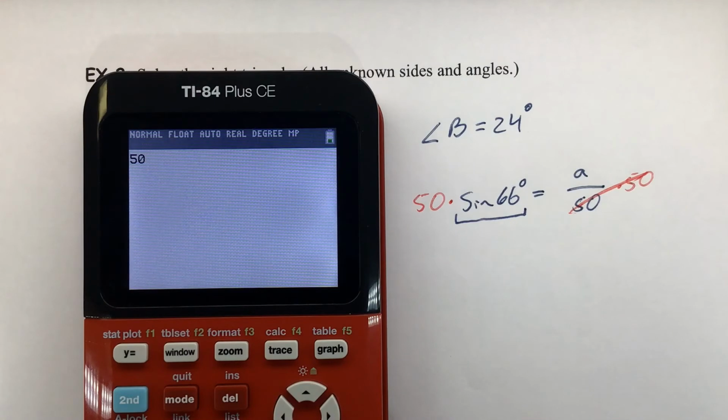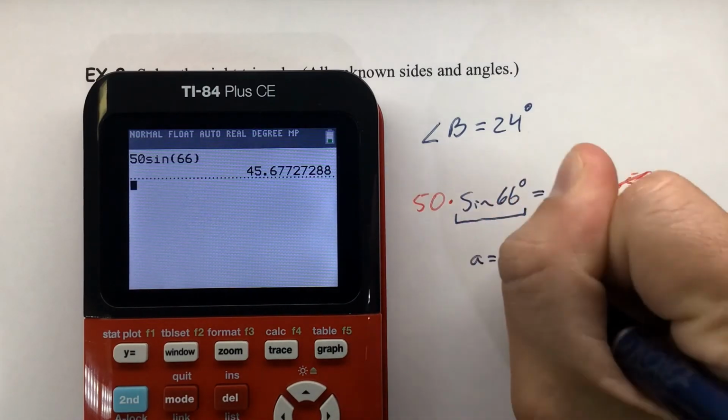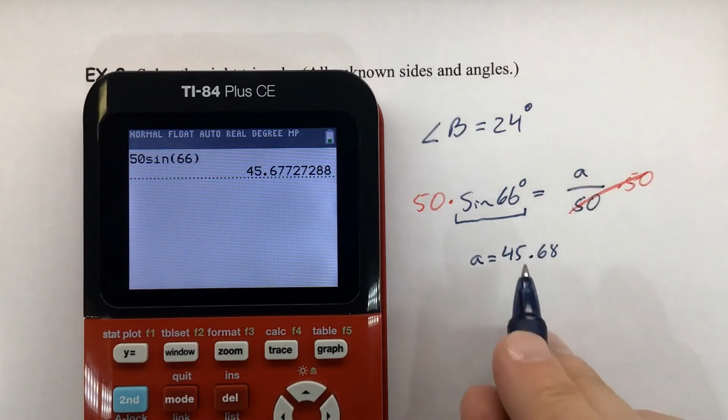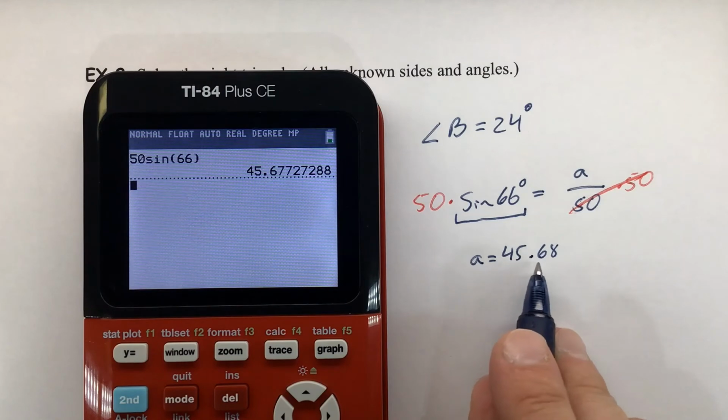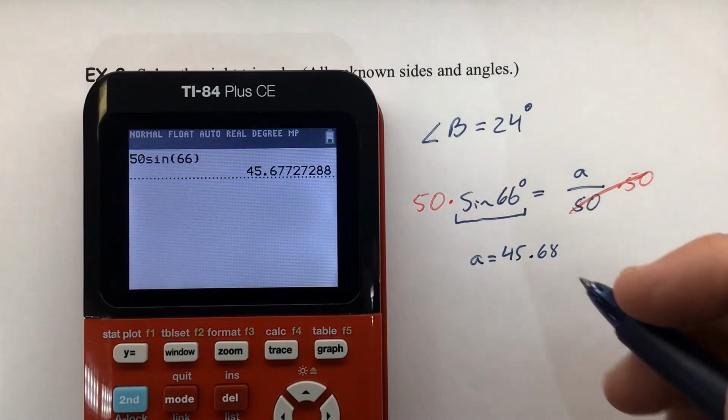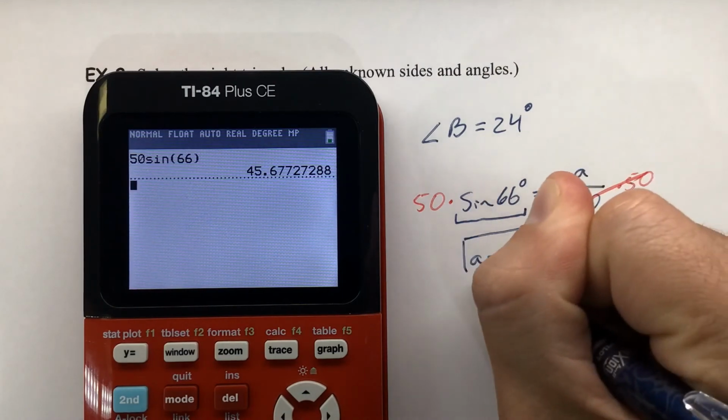All right, so I'm going to take 50, and then you don't even have to type the times button. You can skip over that. It'll understand. You can just type sine, type the angle that we've got, go ahead and press enter, and that's the answer. You get 45.68. We'll go 2 decimals here. Okay, so A is equal to 45.68. I'm going to take 2 decimals because at the end I want to verify with the Pythagorean theorem that these look like good answers.